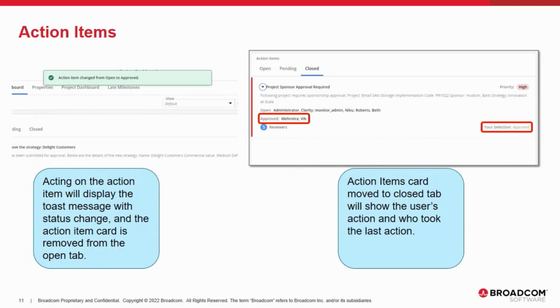If the user clicks on the Closed tab, they can see their completed action items. They can expand that same action item and see what action that specific user took. In this example, I approved this specific action, so I can see my selection was approved.